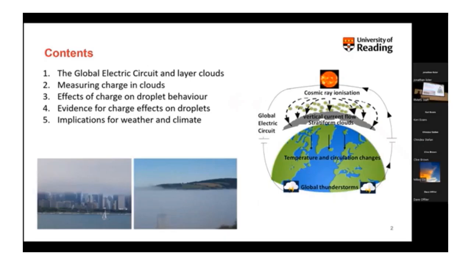We will start off discussing how these clouds become charged, and how we know they're charged, through some measurements that we've made with bespoke balloon instrumentation that we've developed at Reading. I'll then discuss what effect the charge has on the droplet behavior. Then I'll talk about some novel experiments that we've been doing in fogs to try and find some evidence whether charge affects cloud properties in the real environment. And finally, I'll discuss what the implications of this are for weather and climate.